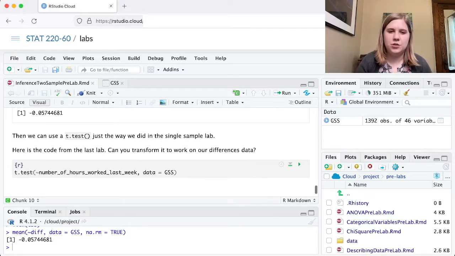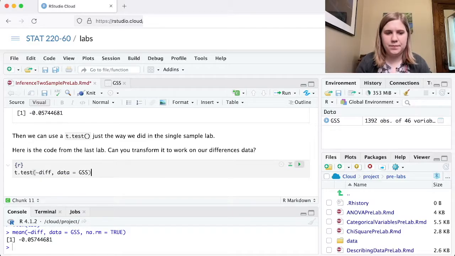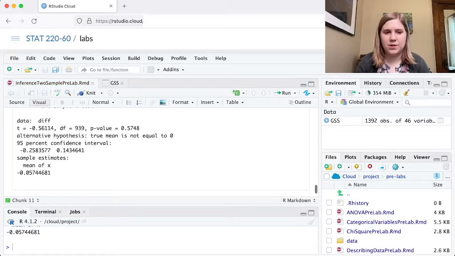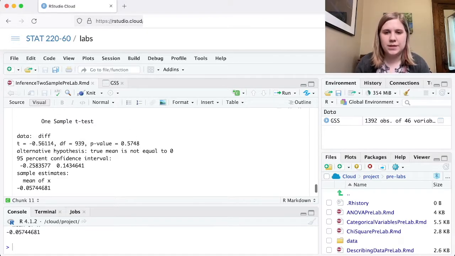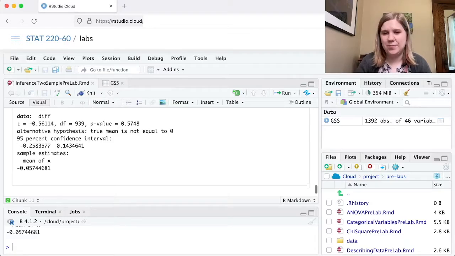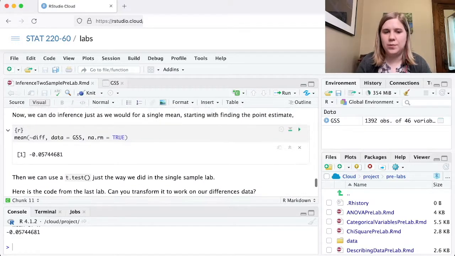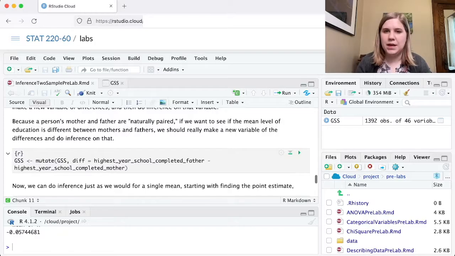And you could think about how to transform this to work on our differences data. So just think about that for a second. The thing we're going to change is this variable. I'm going to change it from number of hours worked last week to diff. And then I could hit play, and it gives me this 95% confidence interval. It goes negative to positive, so we wouldn't be very confident that there was truly a significant difference between those two things. So that's how we would do inference on paired data. It requires the data to be transformed a little bit, like making a new variable.